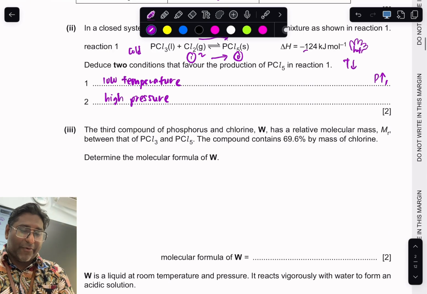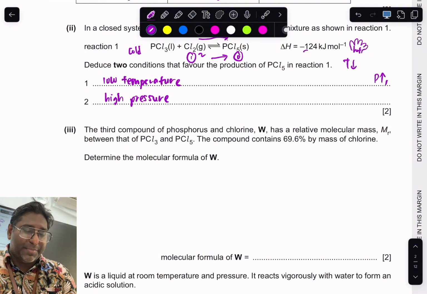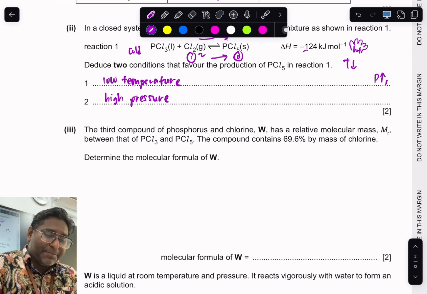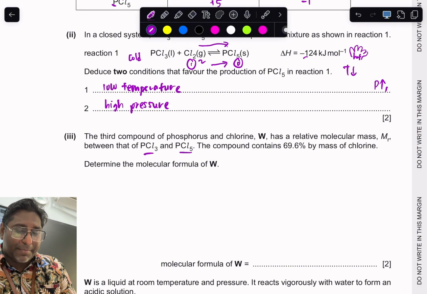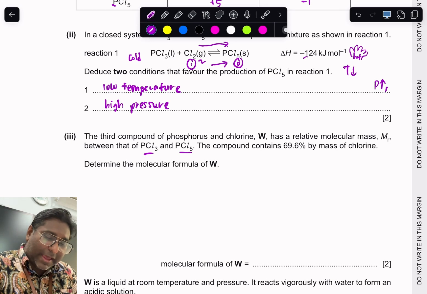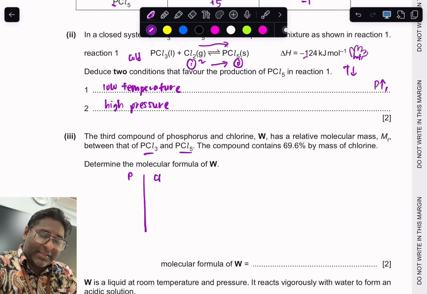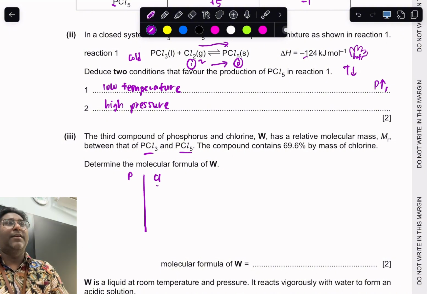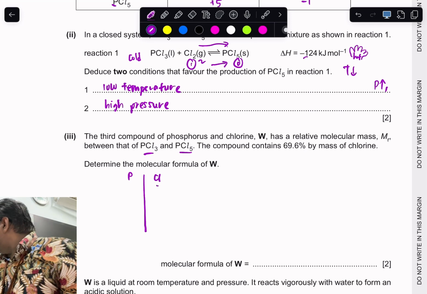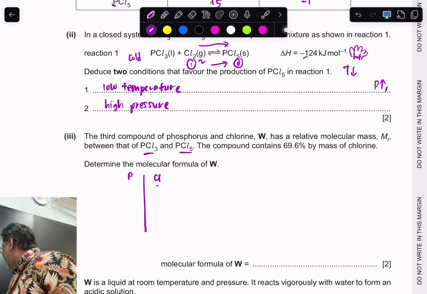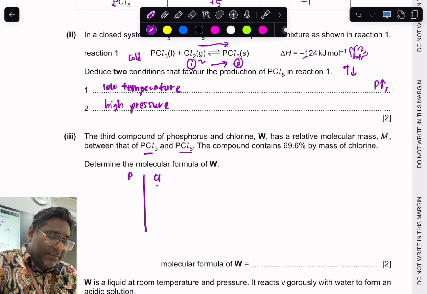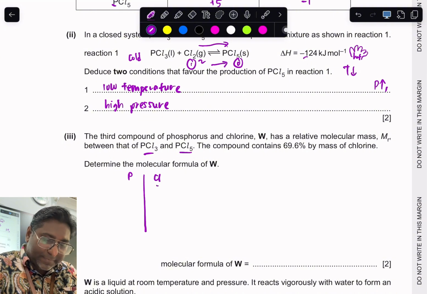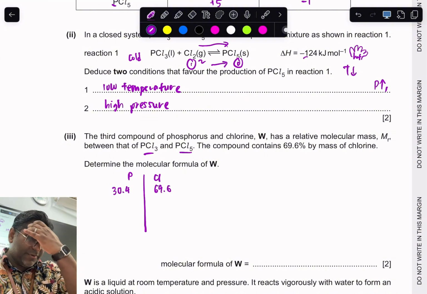Now the third compound of phosphorus and chlorine has a relative molecular mass between PCl3 and PCl5. So they say between them. The compound contains 69.6% by mass of chlorine. So let's determine the molecular mass. It should be P and Cl. The percentage of Cl is 69.6%, so P is going to be 30.4%, which gives you 100%.